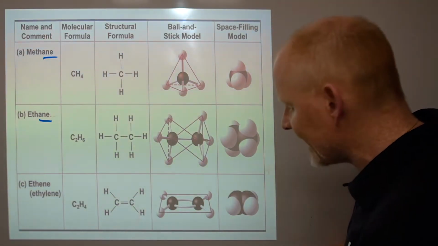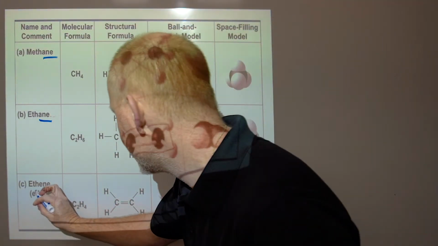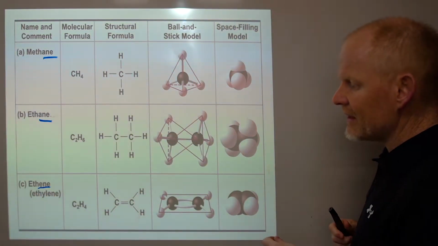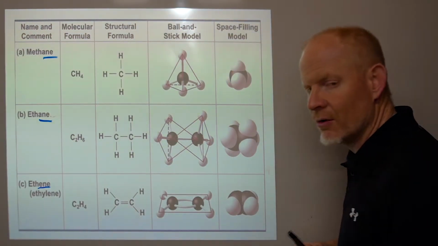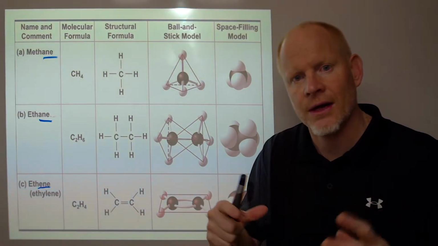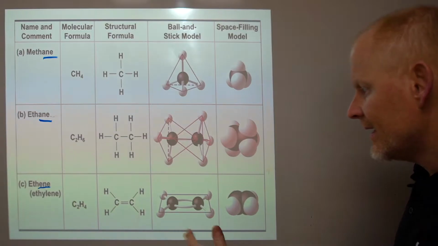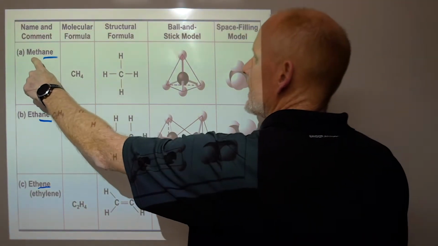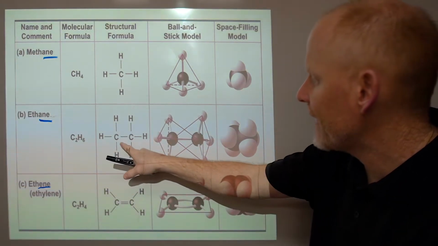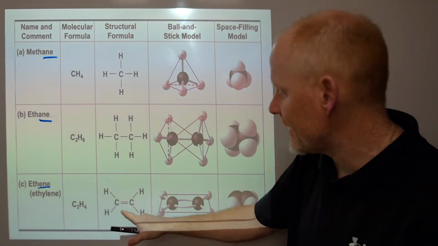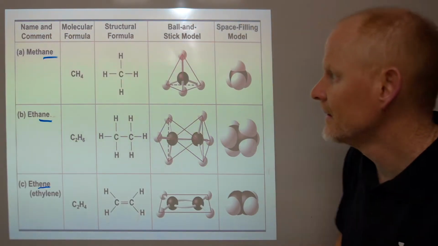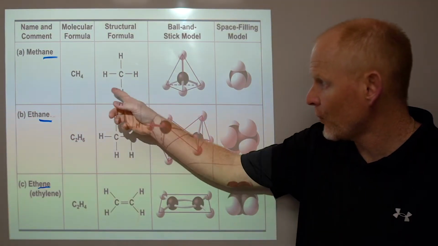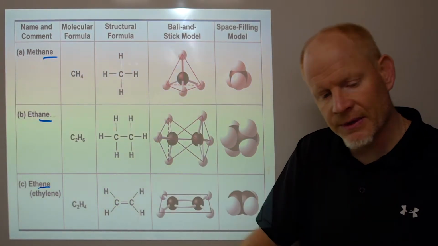When you see "ene," like ethene here, or ethylene as another way I learned it, that means you have a double bond between two carbons, or more than one double bond in the molecule between carbons. Ethyl means two, so you've got two carbons. Methyl means one. So ethane is two carbons that are single bonded. Ethene is two carbons that have a double bond. Methane is one carbon with four hydrogens. All four of these bonds can be broken to release energy.